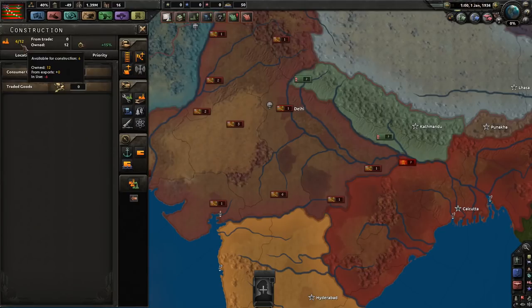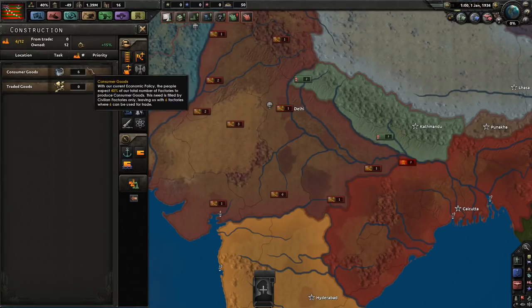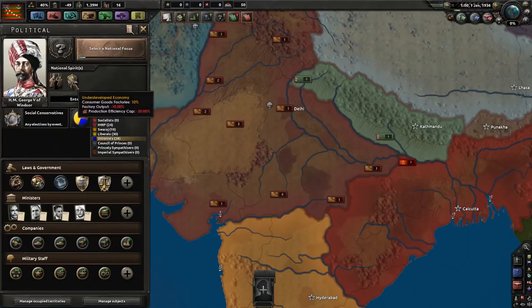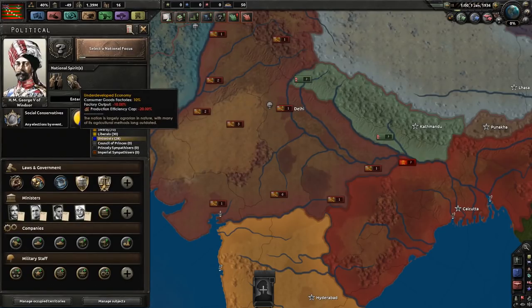Construction. You have 12 factories. Half of them are being used in consumer goods. Well, technically 40%. Partly because you are on civilian economy, like most nations are at the beginning of the game, but also because you have the underdeveloped economy national spirit, which gives you 10% more consumer good factories, less factory output, and less production efficiency cap.